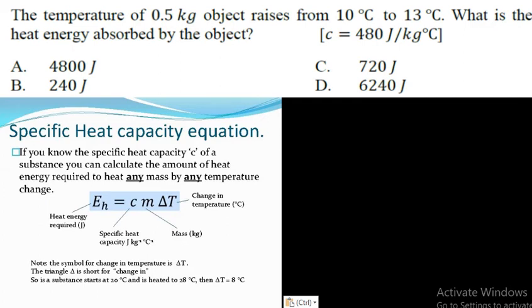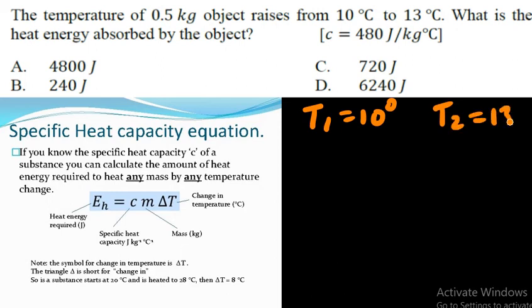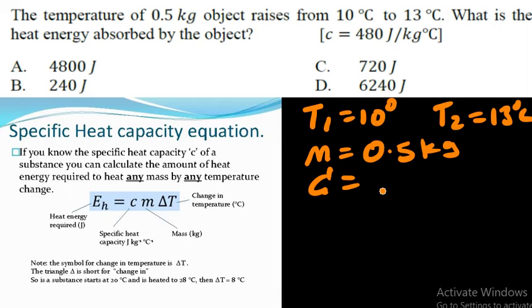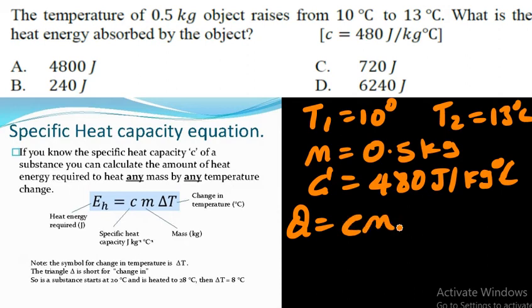So for this object, the initial temperature is given to you, 10 degrees Celsius, and the final, or T2, is 13 degrees Celsius, and the mass of the object is also given, 0.5 kilogram, and the specific heat capacity C is also given, which is 480 joule per kilogram degree Celsius. Everything is given. So what is the formula? The heat gained Q is equal to C times mass times change in temperature. Mostly our book uses Q for heat. Some books may use EH. Therefore, C is the specific heat capacity, that is 480. Let me ignore the units now because they are appropriate units.